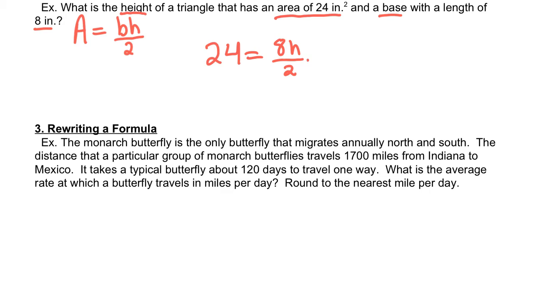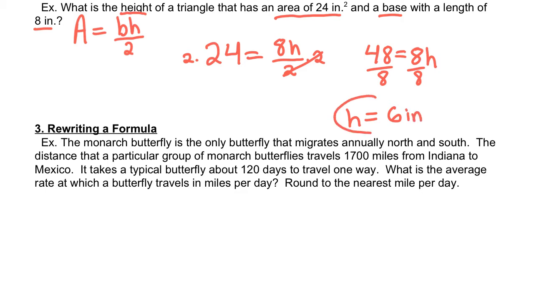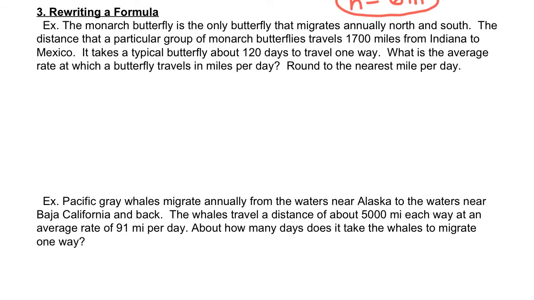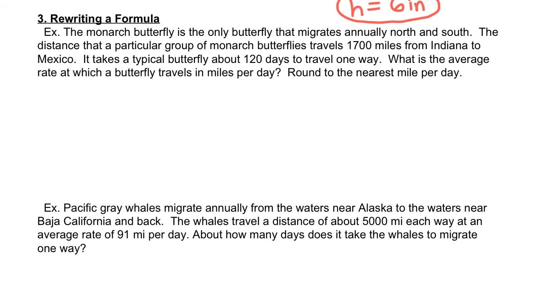The way I get rid of the 2 is multiplication, because multiplication undoes division. So this becomes 48 equals 8h. To solve this, I divide both sides by 8. The height of that triangle is 6 inches, using the units we started with. So take what's given to you and then solve for the variable you're looking for. Okay? So it's doing a little bit of translating. I'm going to do the next example with you, and then the last example I'm going to have you try on your own.